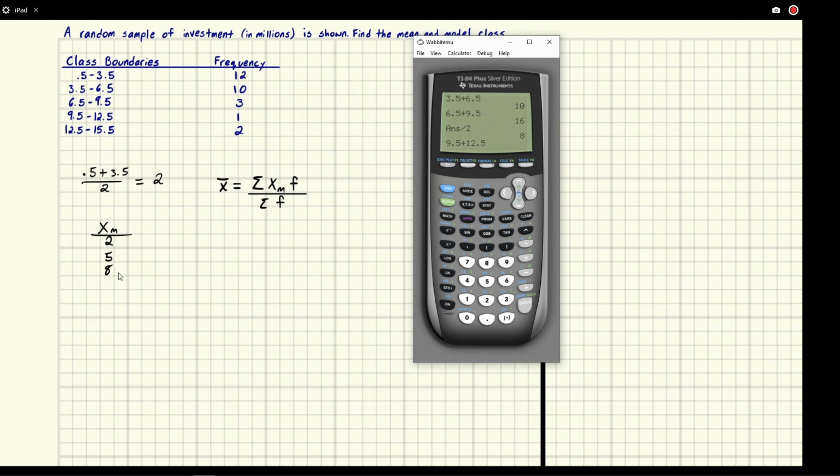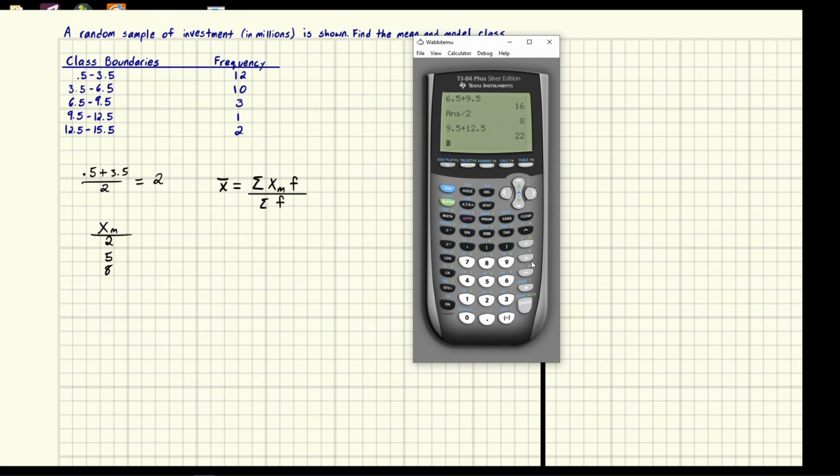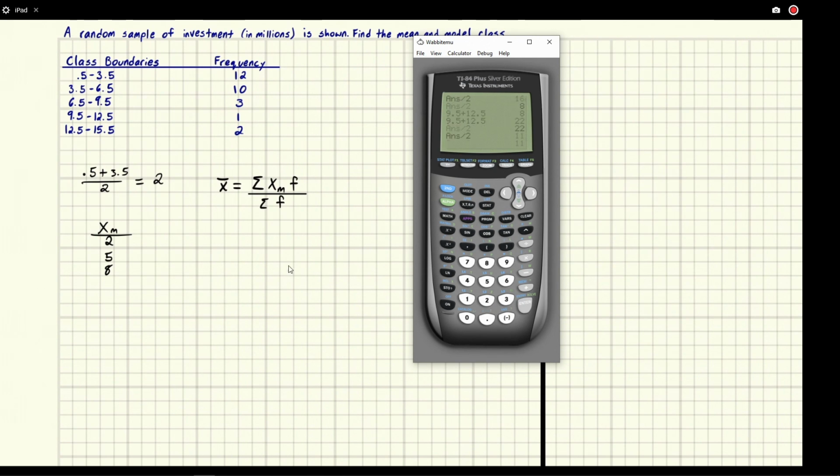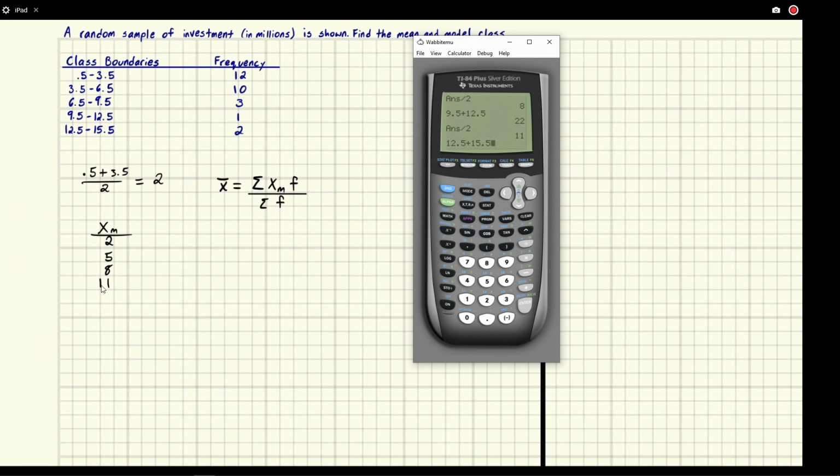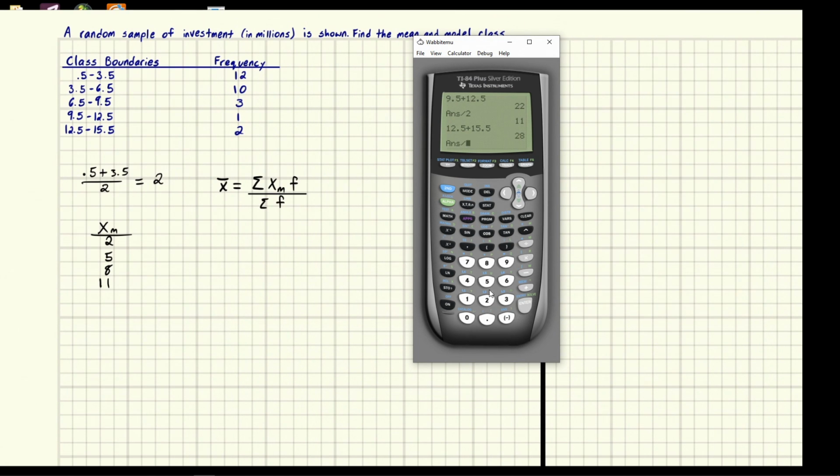And if we look at this, 8, 9, 10, 11. So the next one should be 11 when we're done here. So we get 22, we divide by 2, and we get 11. So it's a way to sort of know that you're doing this correctly, making sure you don't make any mistakes. And we get 12.5 plus 15.5. And right when we're done, we expect the next number to be 11 plus 3. So we expect it to be 14. So we divide by 2 and we get 14. So these are our midpoints.